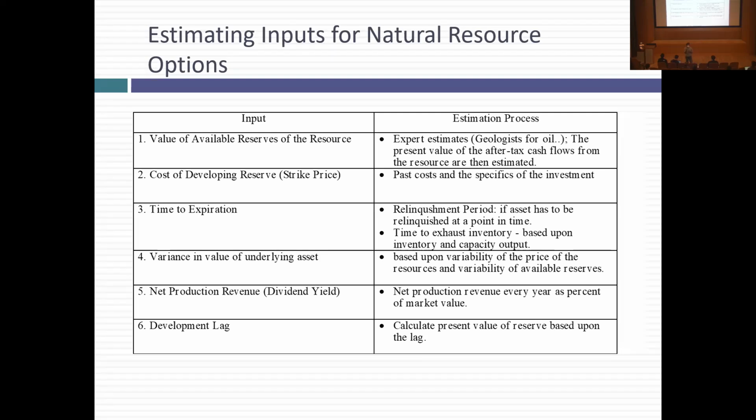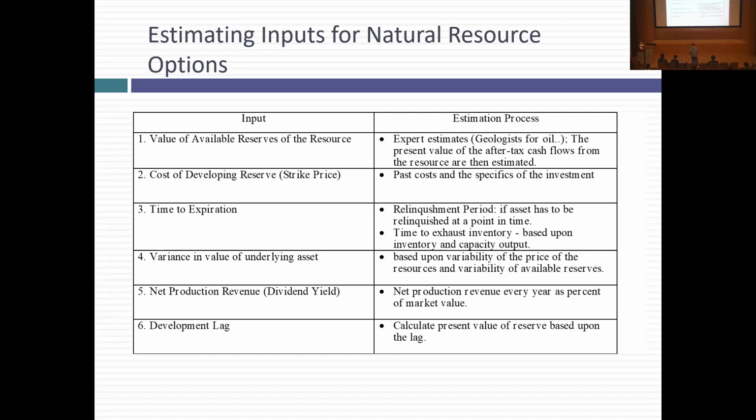When you bid at a government auction for reserves, you don't get those reserves in perpetuity. You get them for the next 20 years, the next 15 years. If you develop those reserves, you can, but at the end of 20 years, guess what happens? The reserves revert back to the government. That becomes the life of the option. In terms of variance and value, this is one of the easier real options to value.